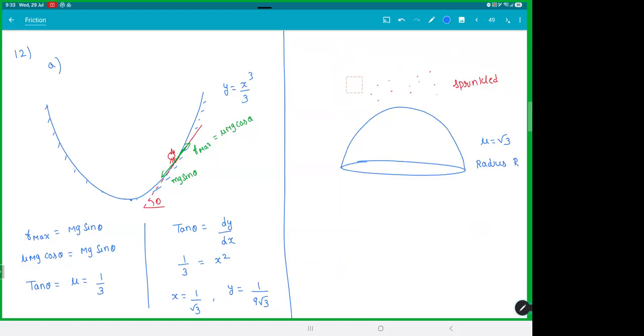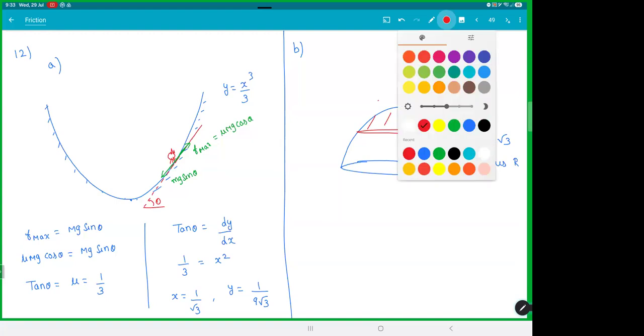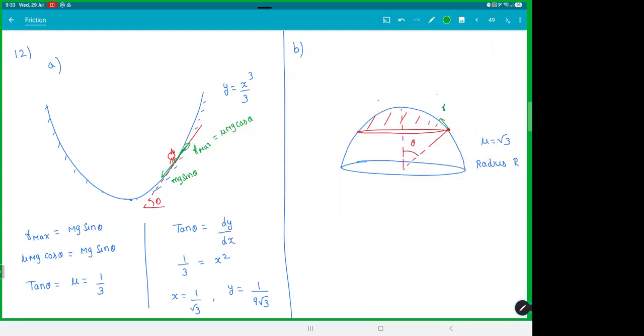Same story. The reason the dust is not falling down is because any dust particle which exceeds the angle of repose will slide. So this is your angle of repose. At this point here, the friction has become maximum. This is F max and this is mg sine theta. After this point, it is so steep that the particles will start sliding down. So we get the angle of repose tan theta is equal to root 3, so theta is equal to 60 degrees.